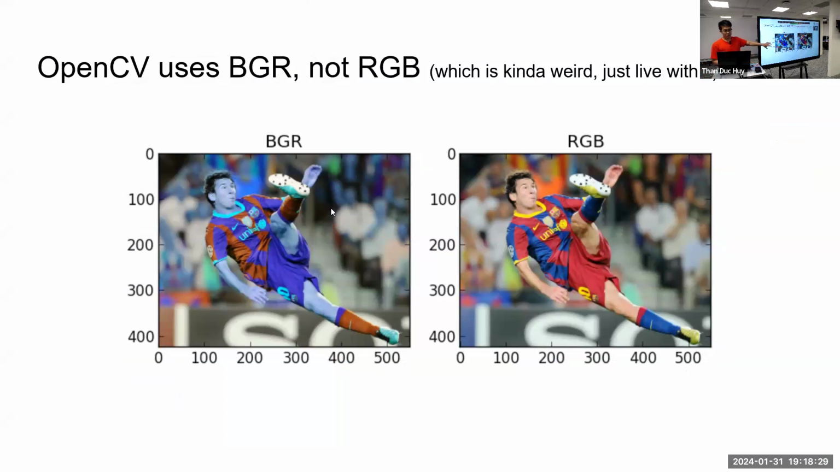So one thing to note is that OpenCV, for some weird historical reason, uses BGR, which is blue, green, red, instead of RGB, which is red, green, blue. If you notice, on the right-hand side is the original image, which is RGB. But if you switch it to BGR, it swaps. Notice how the red and blue stripes get swapped. But the white and the black do not get swapped.